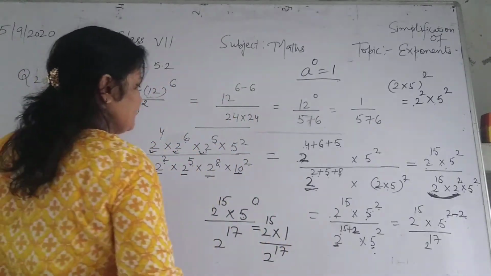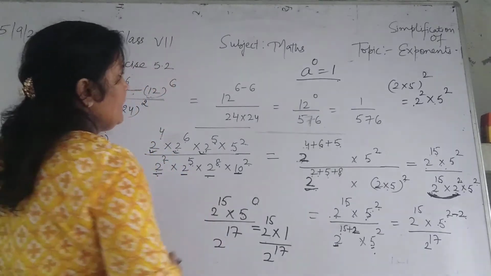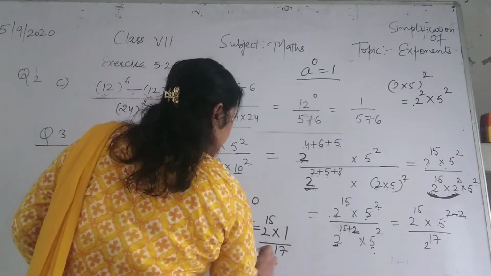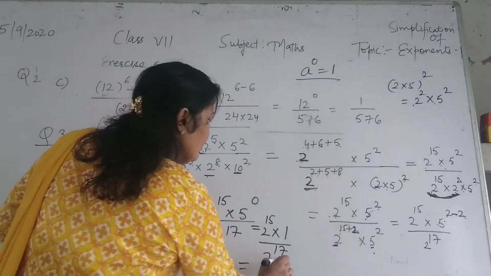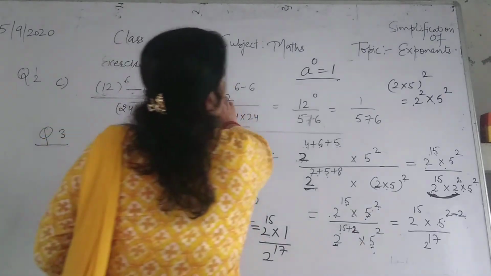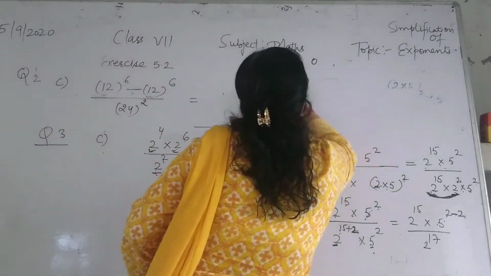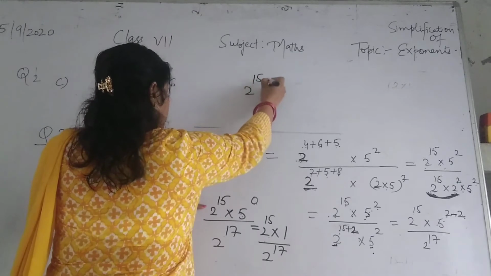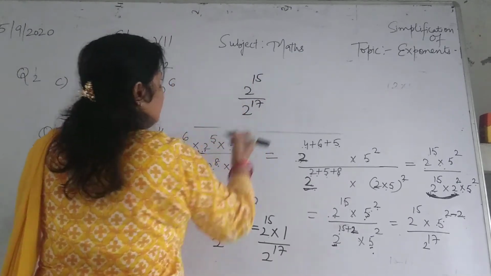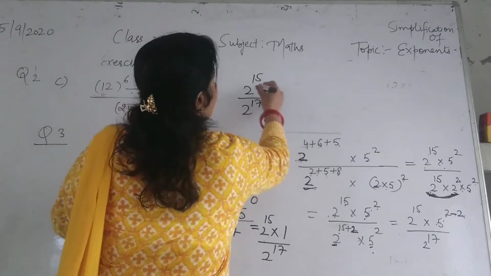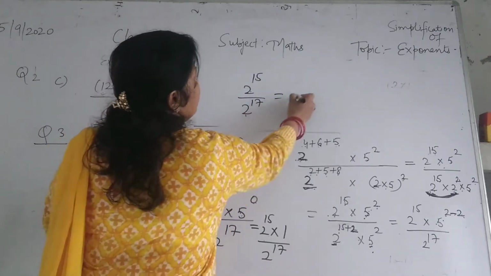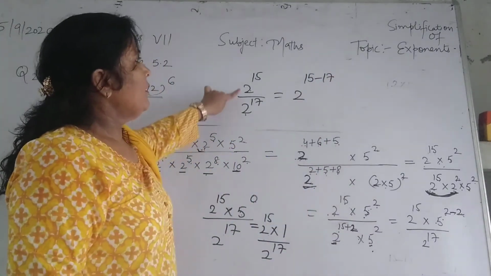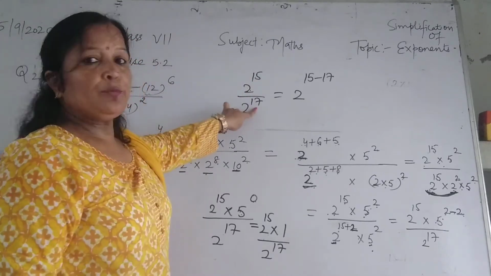Now it can be written here like this: 2 raised to power 15 divided by 2 raised to power 17. Okay, then division is here and the base is same, so the power will be subtracted. Division is here, 2 raised to power 15 divided by 2 raised to power 17.